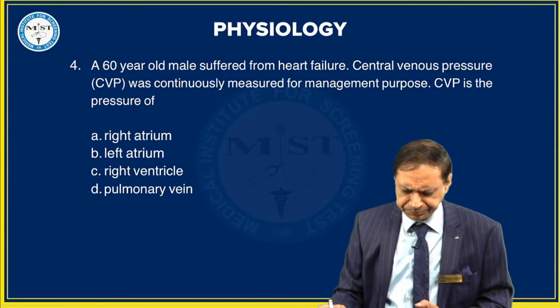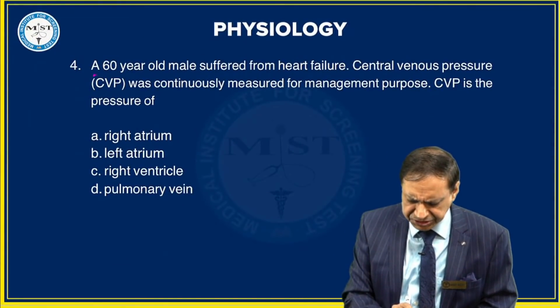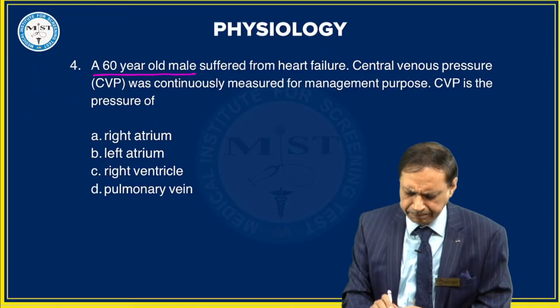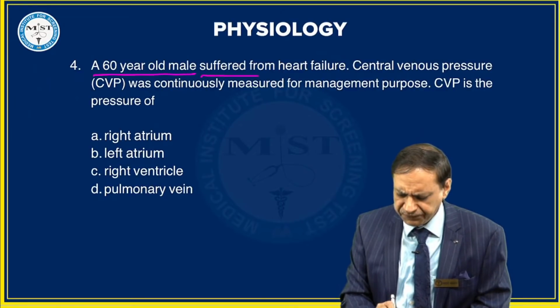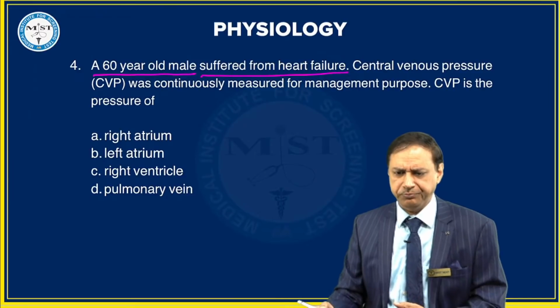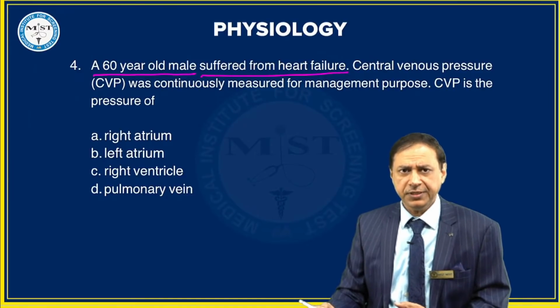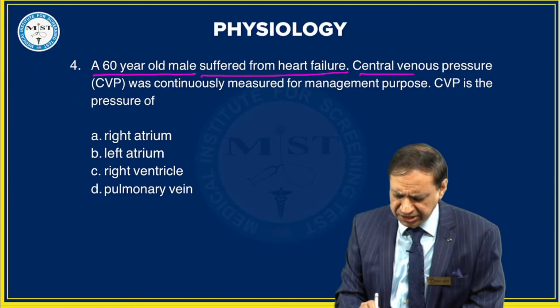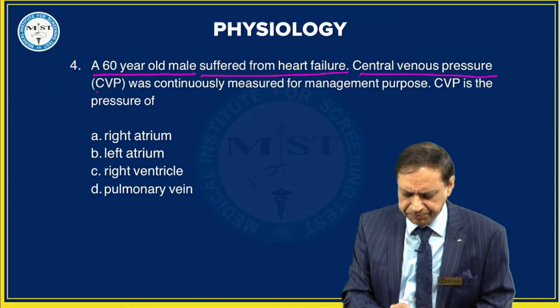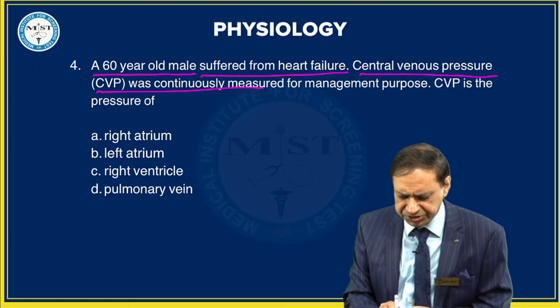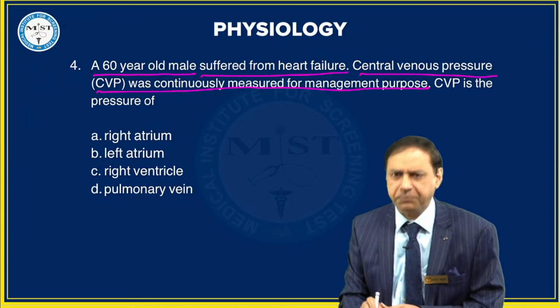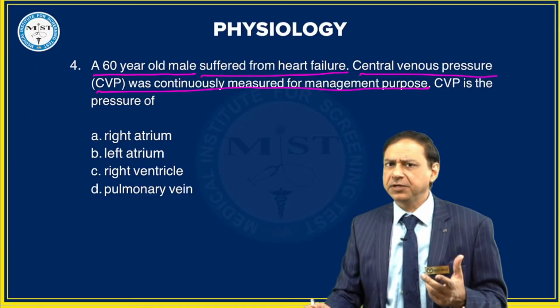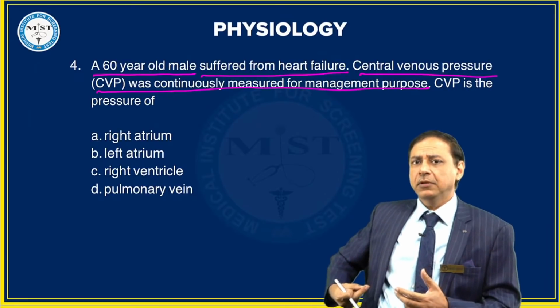Just do this. A 60-year-old male suffered from heart failure. Okay, 60-year-old male. Central venous pressure, CVP, was continuously measured for management purposes. In case of heart failure, we put a line, a CVP line.